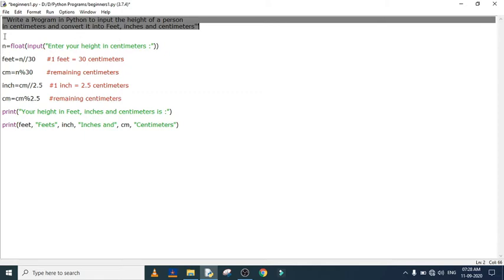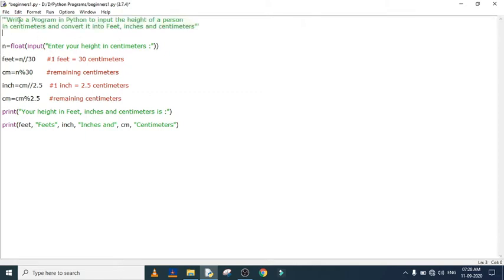The program is: write a program in Python to input the height of a person in centimeters and convert it into feet, inches and centimeters. Look at the first statement, which represents the input. I have taken the input of the height of a person in centimeters. Here I have written float; we can take int also, as integer.